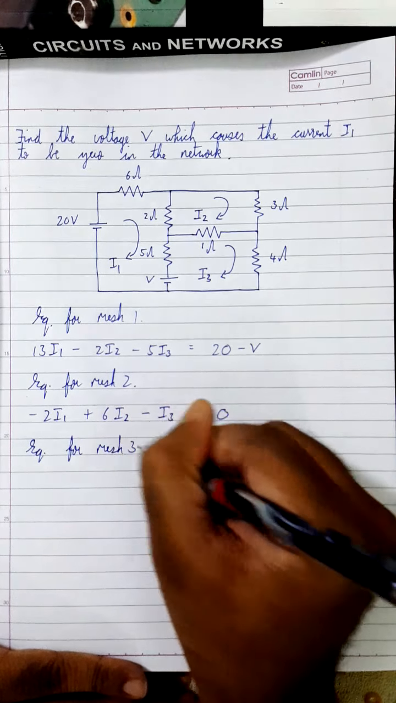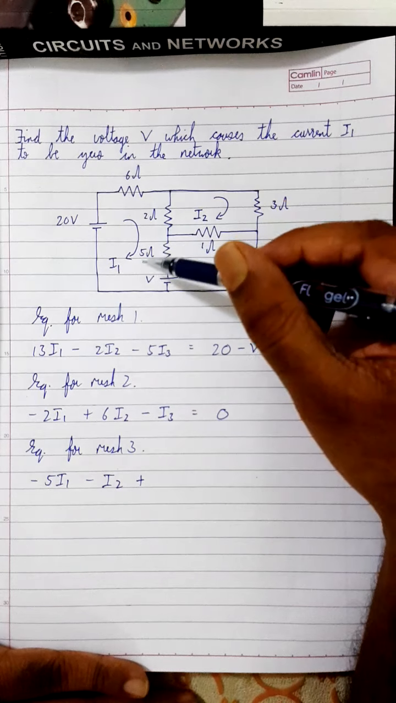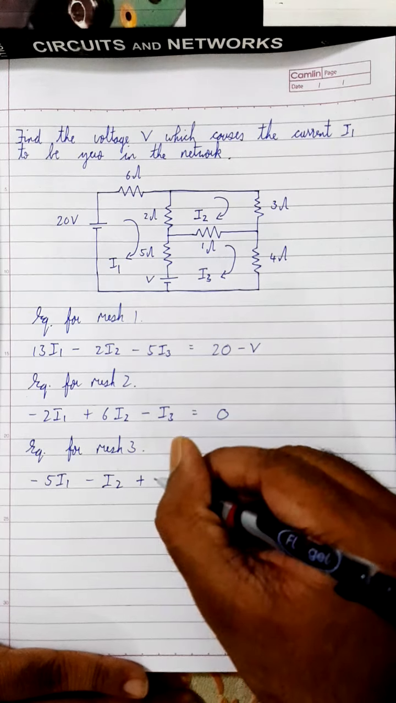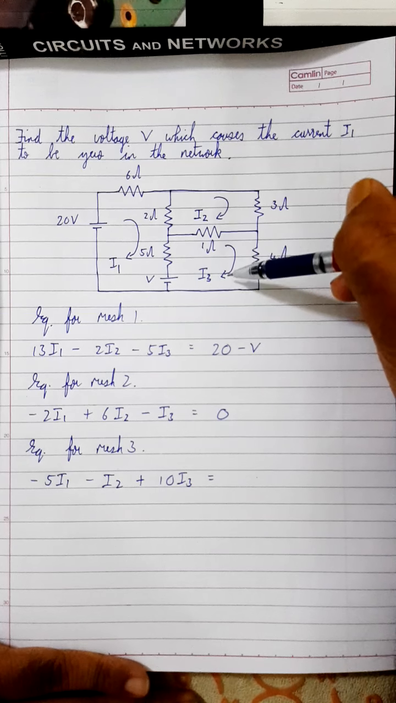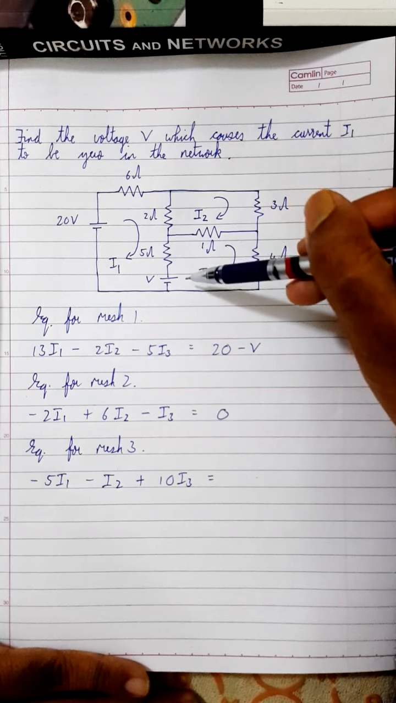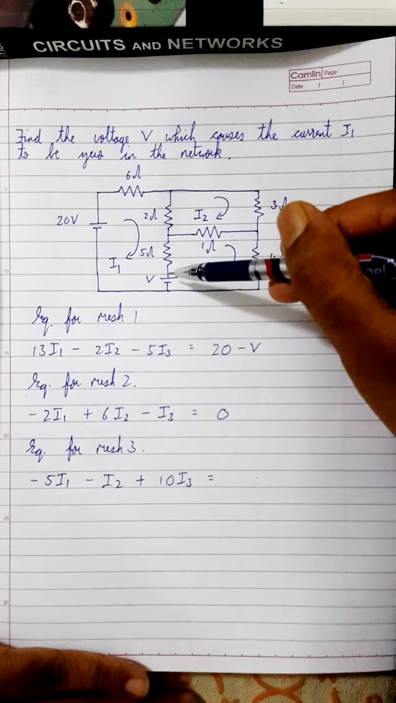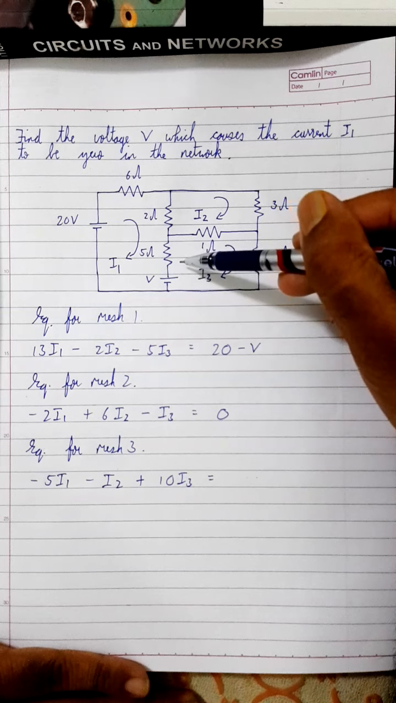Now the equation for mesh 3 is: in mesh 3 we have I3 positive, and I1 and I2 are considered negative. I1 touches only this resistor, so we have minus 5 I1 minus I2 plus, as for I3, 5 plus 1 is 6, 6 plus 4 is 10, so 10 I3 is equal to, and there's a voltage source in mesh 3, right? This I3 is flowing upwards in this branch, which means the positive terminal of V is supporting I3, right?